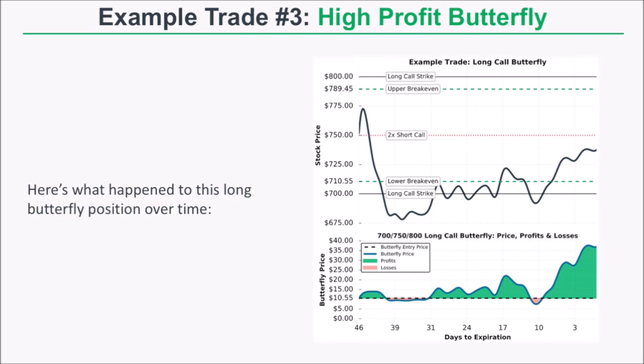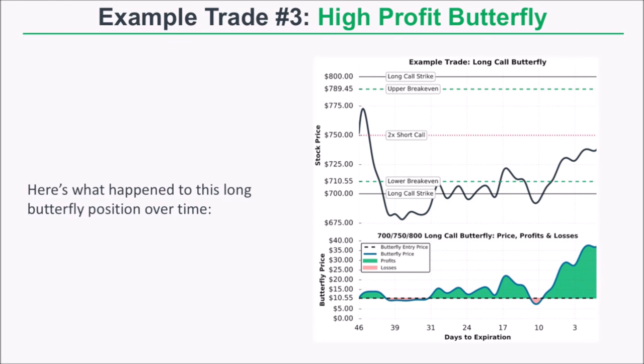Now at expiration, the long call butterfly spread was worth around $35. Now that basically means that the long 700 call expired worth $35 of intrinsic value. And that's because the short 750 calls expired worthless and the long 800 call also expired worthless. So the value of this butterfly at expiration stems entirely from the intrinsic value of that long 700 call.